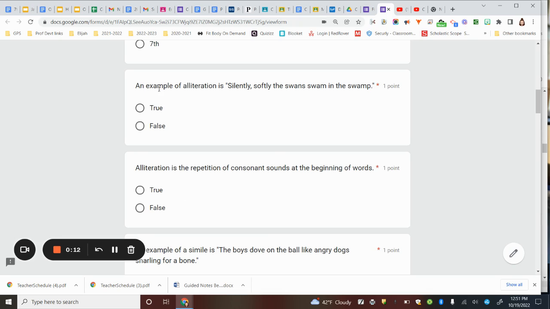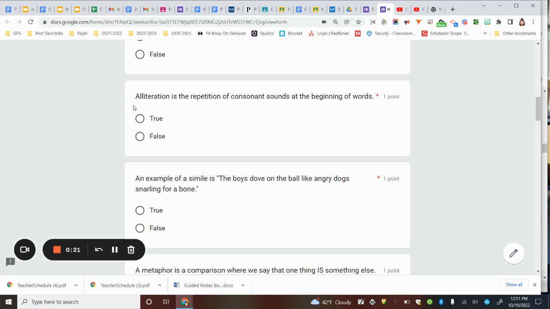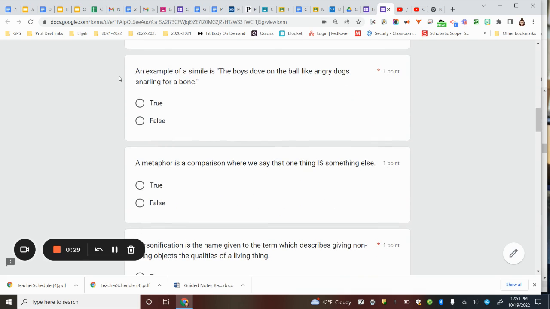Number one, an example of alliteration is silently, softly, the swan swam in the swamp. True or false? Alliteration is the repetition of consonant sounds at the beginning of words. True or false? The next one. An example of a simile is the boys dove on the ball like angry dogs, snarling for a bone. True or false?